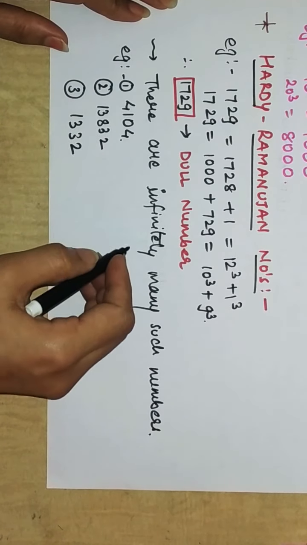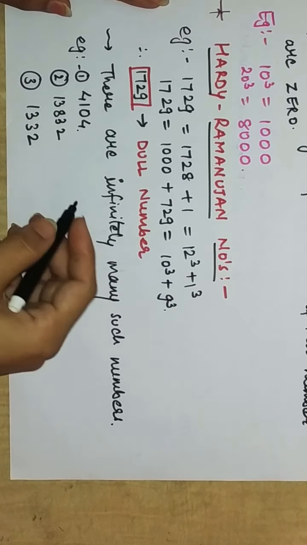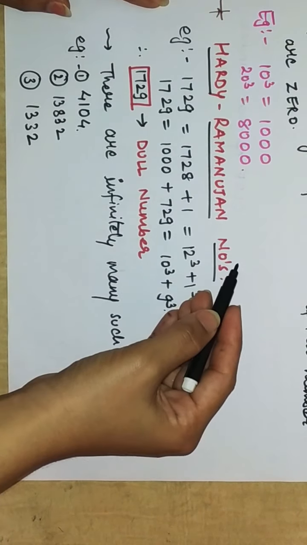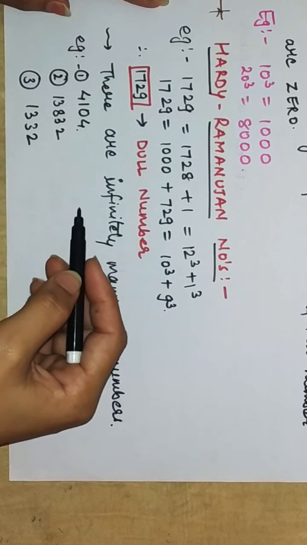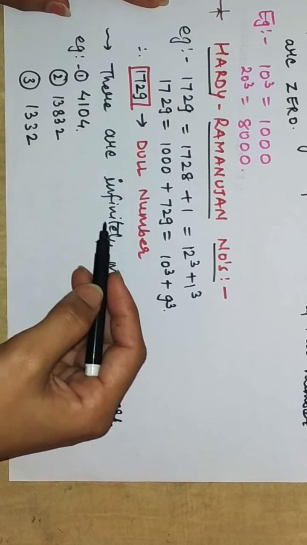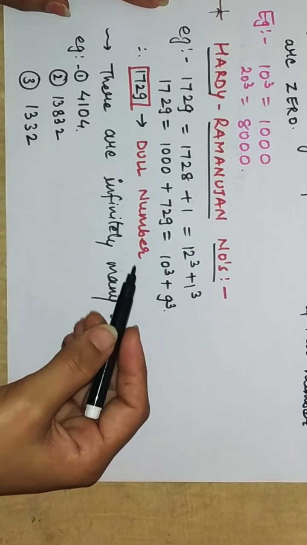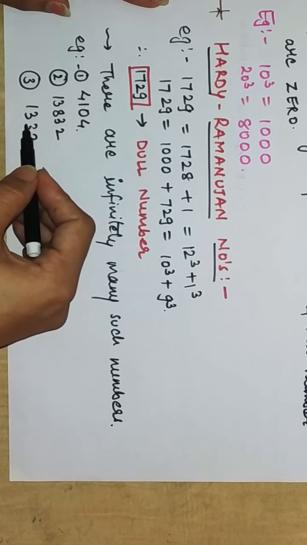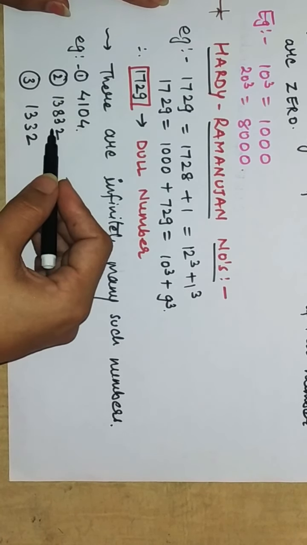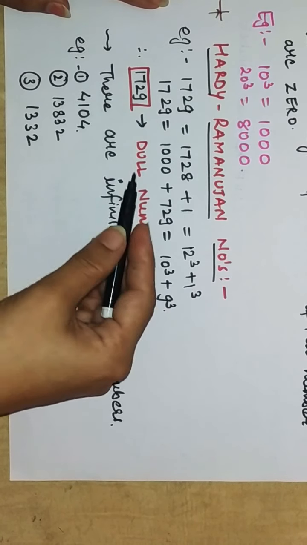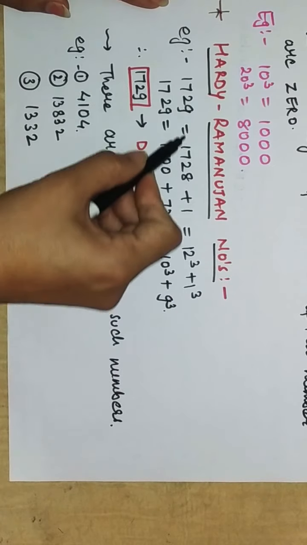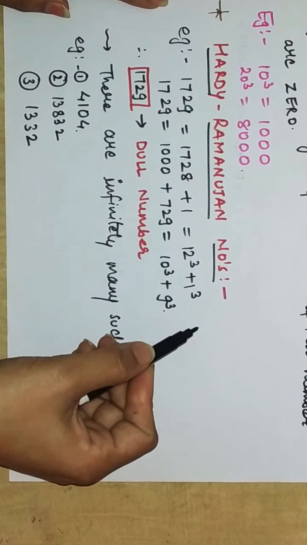Now here I have written some numbers which are also Hardy-Ramanujan numbers, which you need to express as a sum of two cubes in one or two ways. I want these answers from your side in the comment section so that I can come to know that you understood whatever I taught in this video and you also understood what Hardy-Ramanujan numbers are.